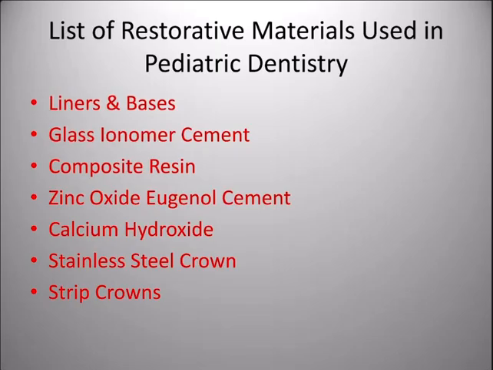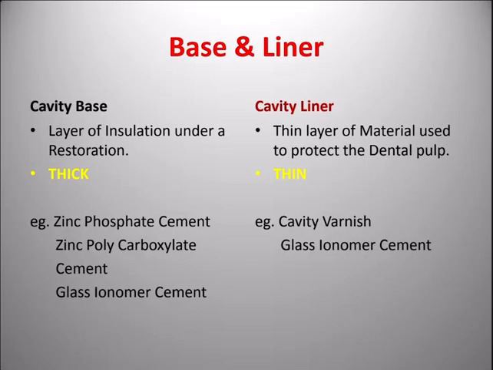Now, coming to the list of restorative materials used in pediatric dentistry, we have liners and bases. We use different liners and bases: glass ionomer cement, composite resin, zinc oxide eugenol cement, calcium hydroxide, stainless steel crowns, and strip crowns. When and where we use all these materials, we will discuss individually. Coming to liners and base, I'm sure you must know what a liner and a base is.